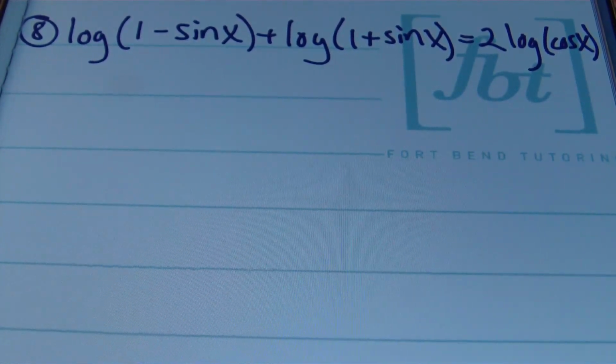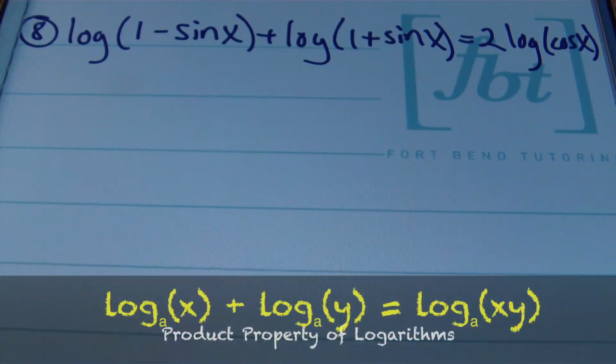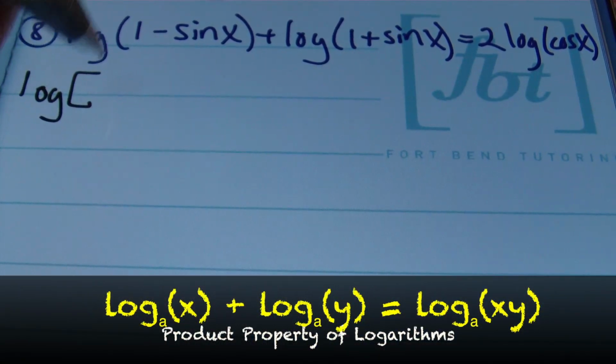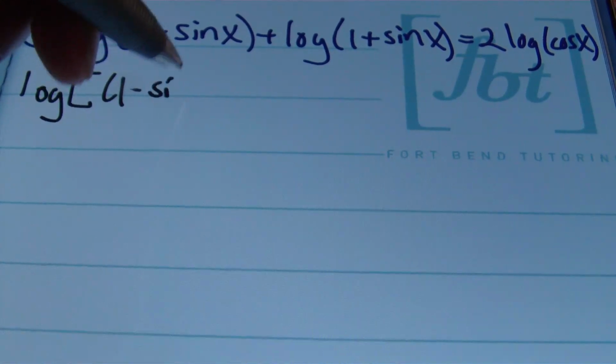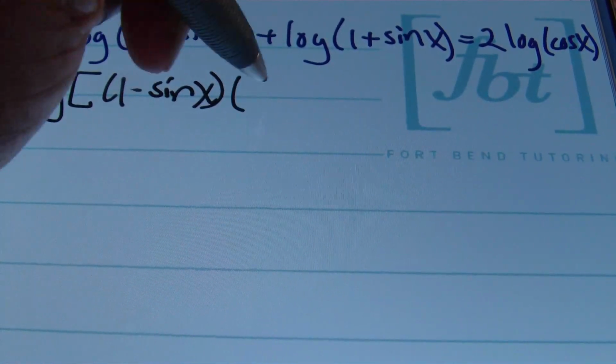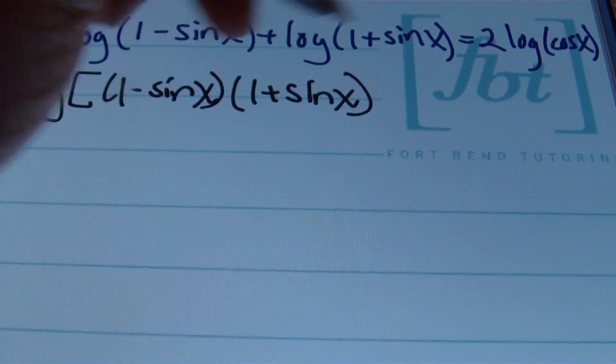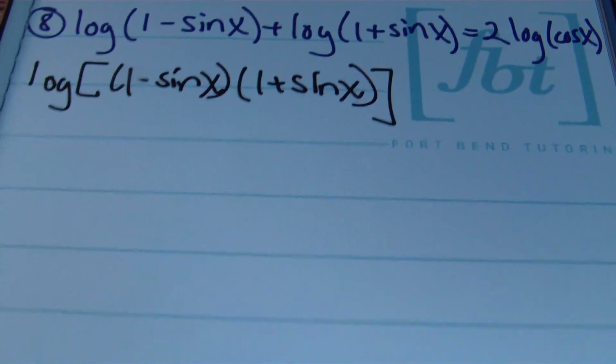So what I'm going to do first and foremost is show that anytime you have the exact same logarithmic base, and you have a sum of that common logarithmic base, you could then rewrite that as multiplication. So that's what I'm going to do. I'm going to show that this is equivalent to log of 1 minus sine x times 1 plus sine x, just like that. Okay, so this is what I have thus far.